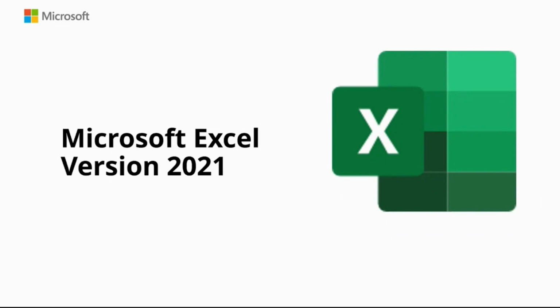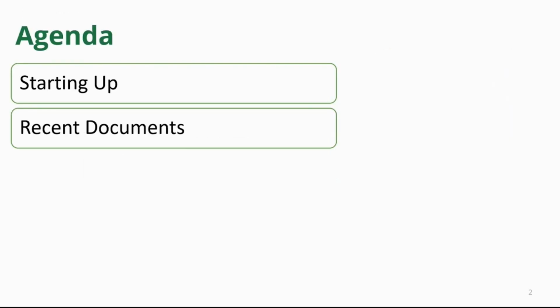In the first session, we learned about what is Microsoft Excel and why it is important for all of us to learn Microsoft Excel. Now, we will talk about how to start a document in Microsoft Excel, which is known as a workbook, and what are recent documents and how to access them. So let's begin our session for today. We will be starting with starting up and then recent documents.